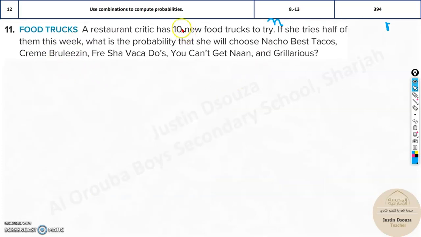And over here, similarly, look into the end. It's important to read over here. Yeah, you don't get the R value directly. Let's read it. A restaurant critic has 10 new food trucks to try. If she tries half of them this week, what is the probability that she will choose all these? Half. What is half of 10?